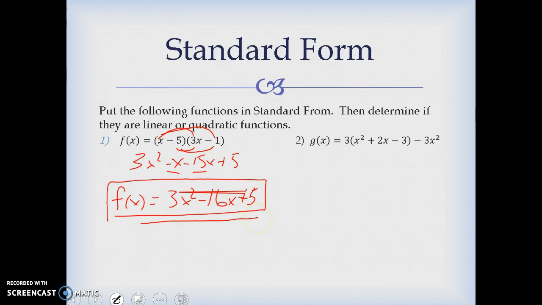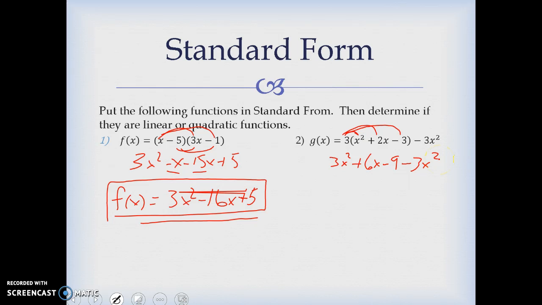Let's take a look at number 2. It looks like when you first look at it that number 2 is quadratic because there's not only 1x squared, but there's 2x squareds. But if we put this in standard form, I'm going to start by distributing this 3. And so I'm going to have 3 times x squared is 3x squared. 3 times 2x is 6x. 3 times negative 3 is negative 9. And then we just have the negative 3x squared.